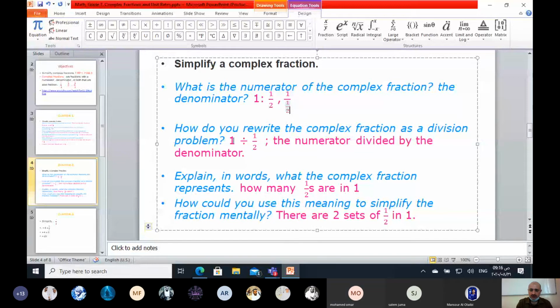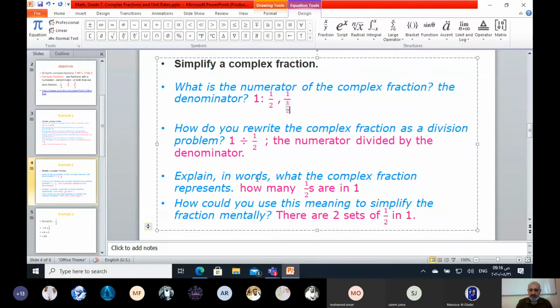Write the numerator, 1 here. Then change from the line of the fraction to the sign of division. Right here, divide. Then write the denominator. Now, the numerator divided by the denominator.